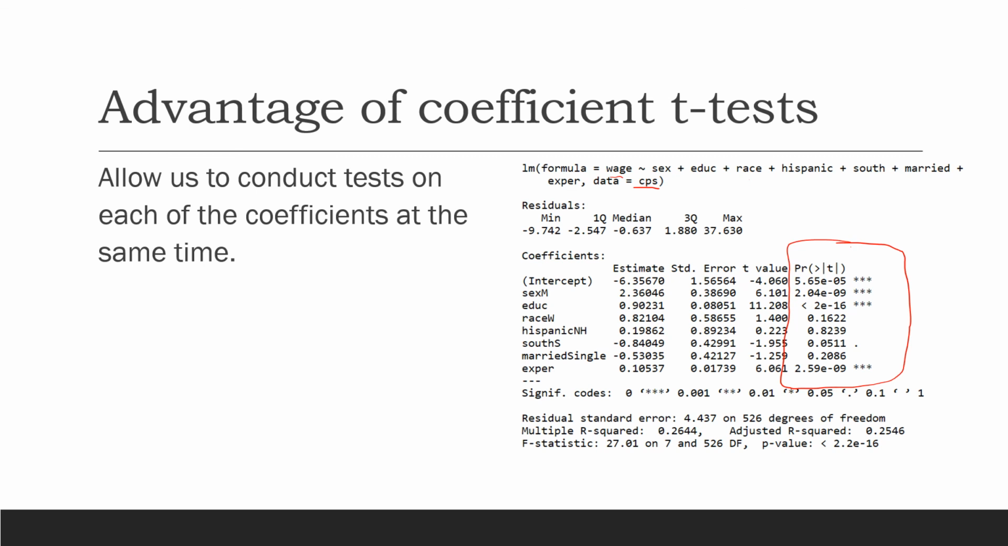This can be really helpful for screening purposes, to look through and say, okay, which of these variables look like they're really important in describing, explaining variability in wage, and which ones look maybe not so important.